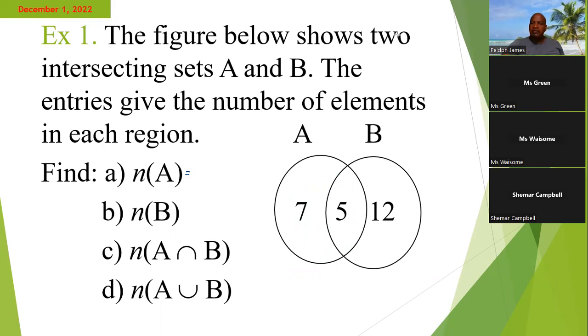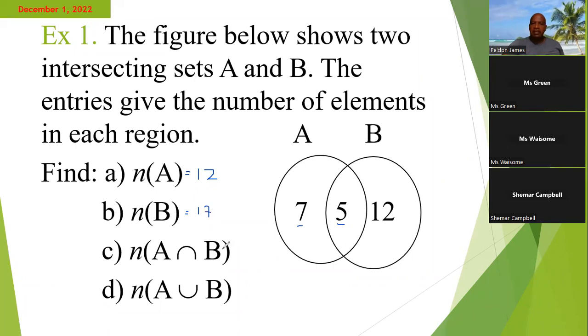How many members do you have in there now? You have 7 members here and you have 5 members here. How many members you have in all? 12, sir. 12, right? So you have 12 members in A. How many members you have in B now? 17, sir. Correct. So this will be 17.